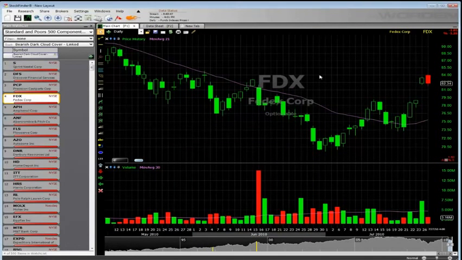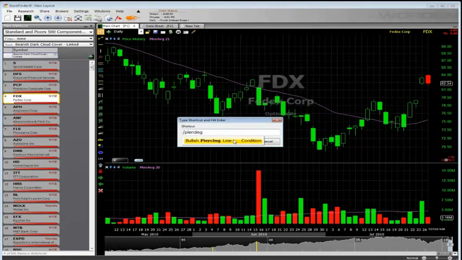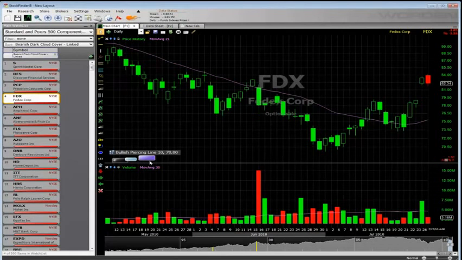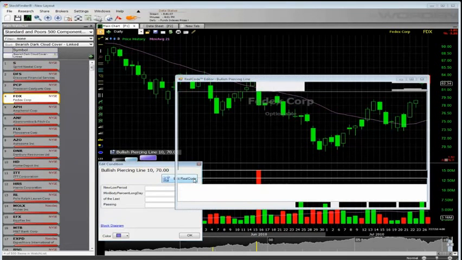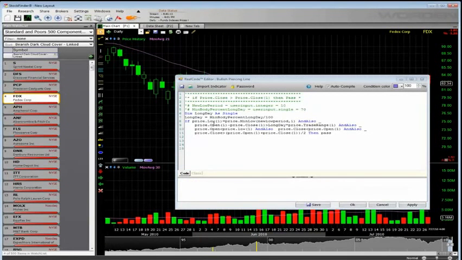With any of these, let's actually pull up Michael's piercing line here. I just think it's easier not to have to explain that. Okay, I'm going to go ahead and pull up the edit condition dialog here. And within your edit condition dialog for any of these is going to be an edit real code button that you can press. And what that has is the real code that was written in order for the condition to be created and put into the library.